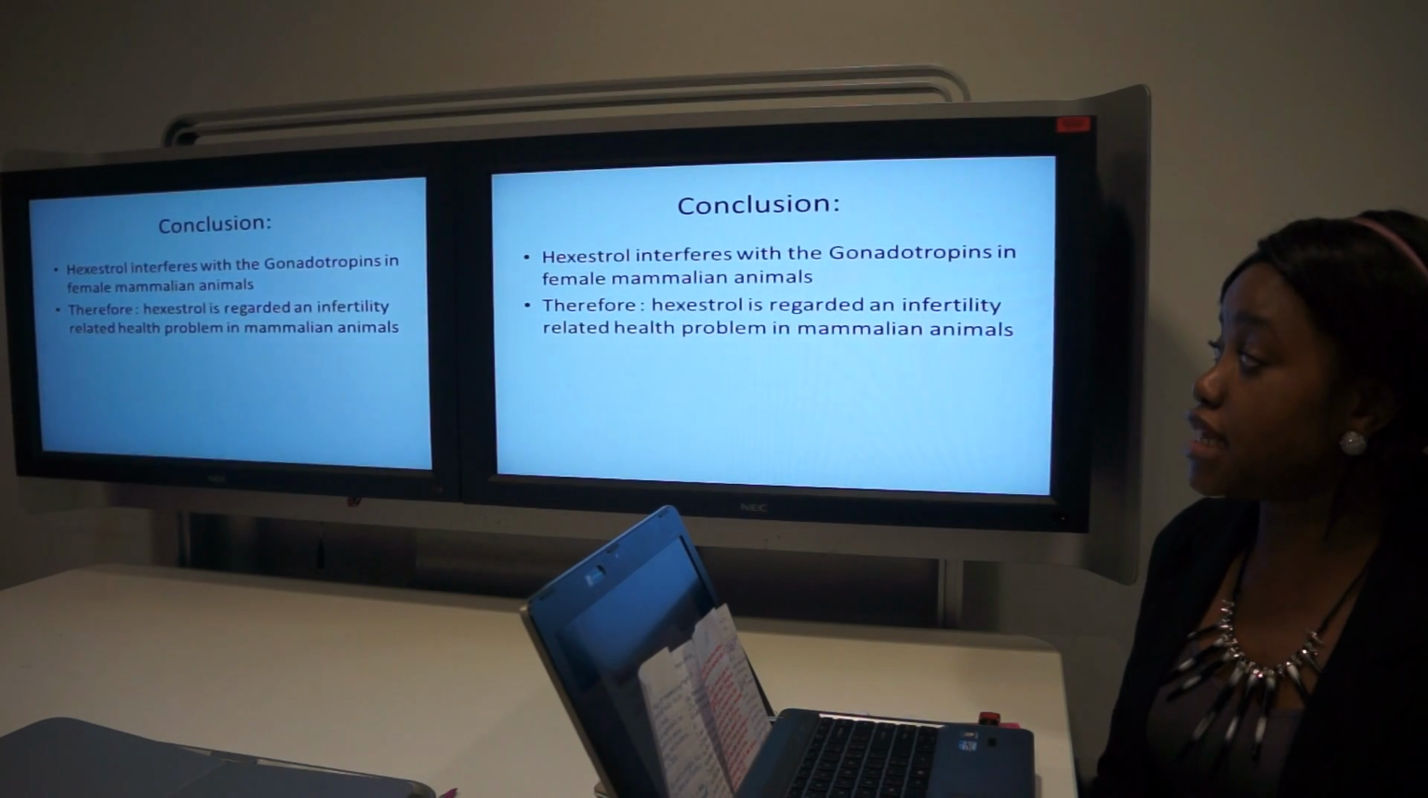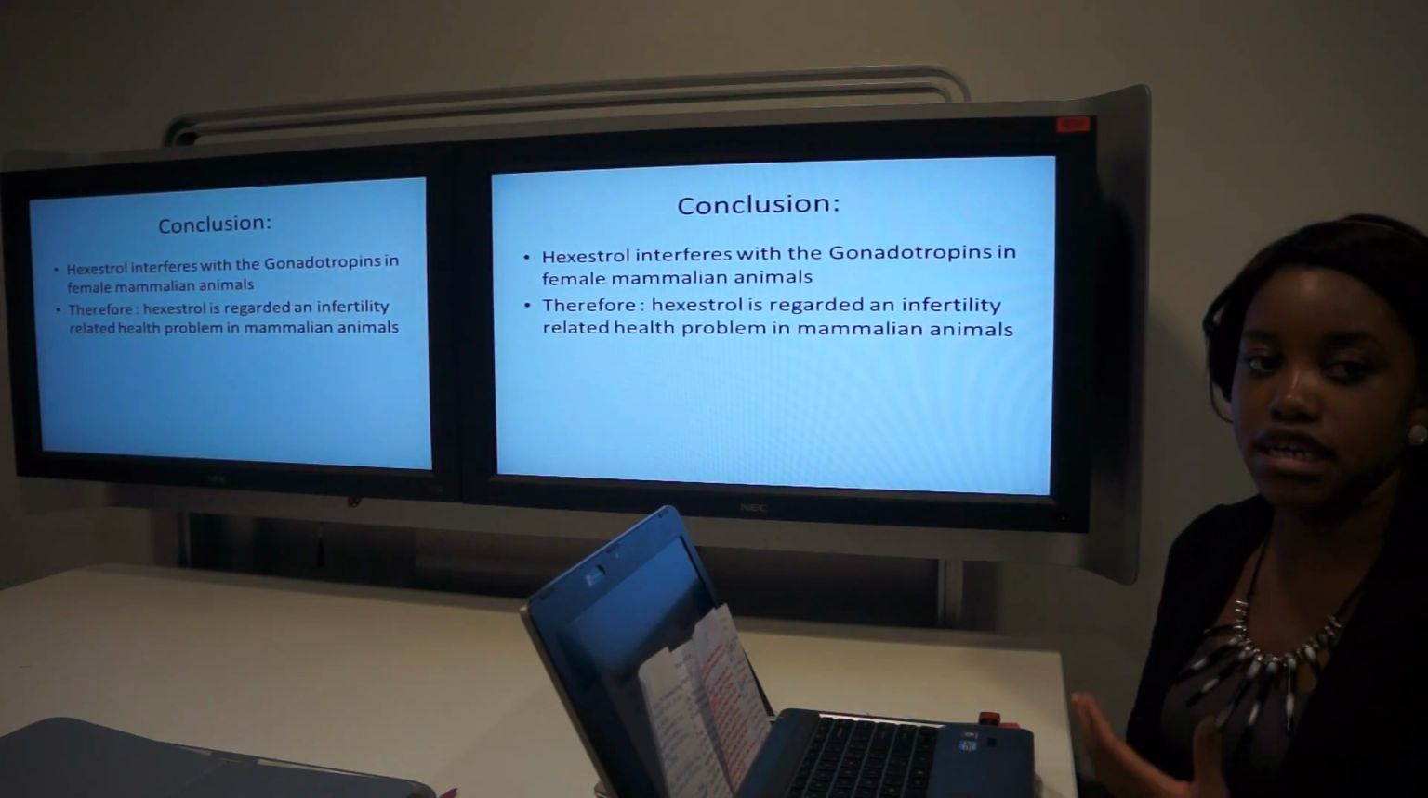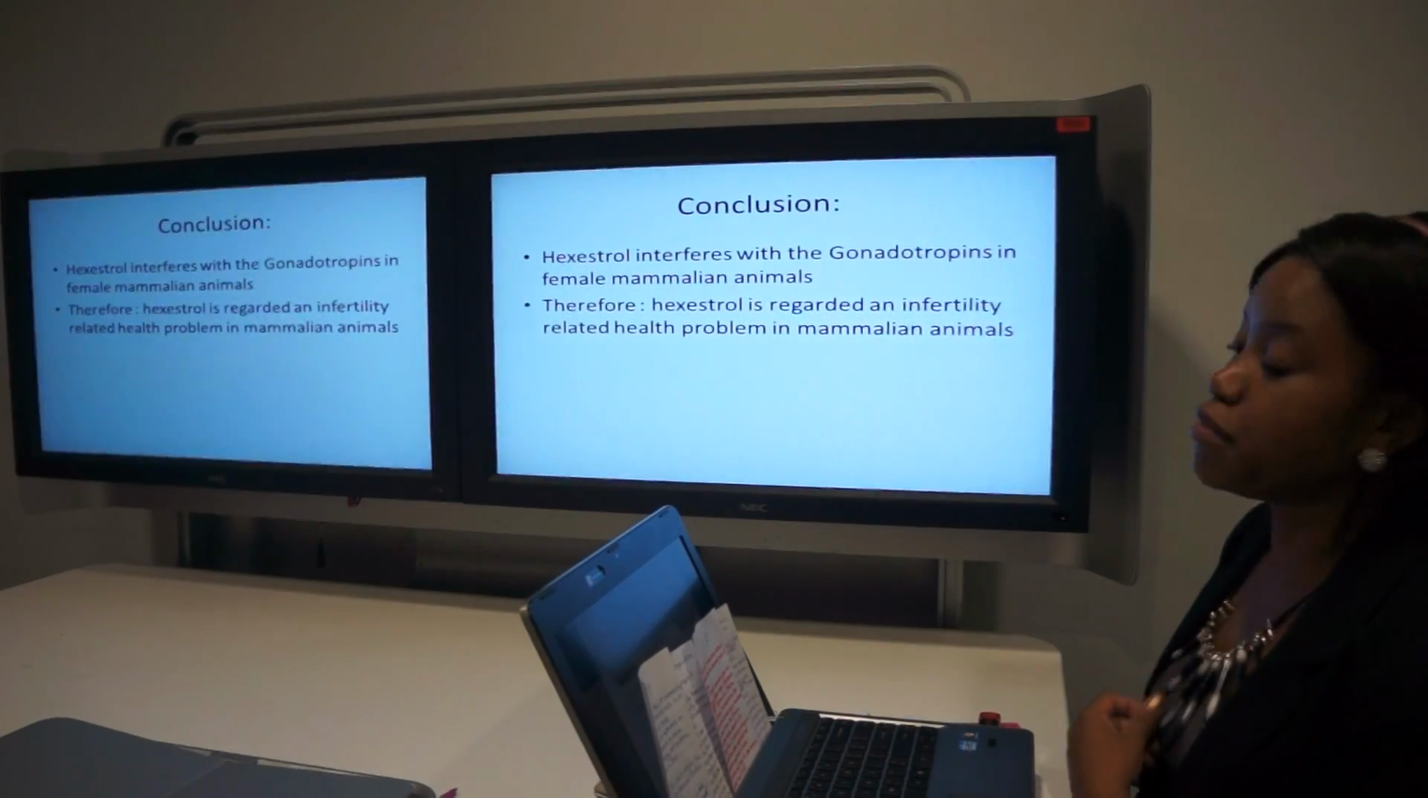And then it can be concluded that Hexestrol is regarded as an infertility-related problem in mammalian animals such as cattle.